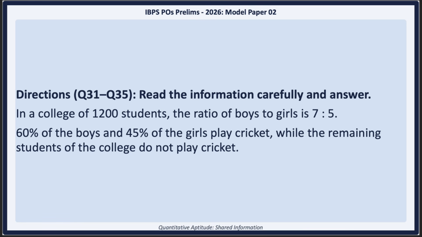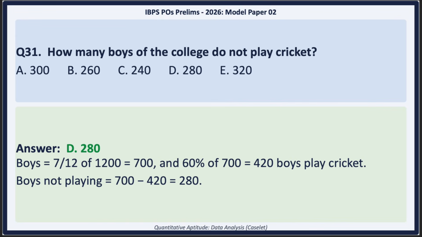We know 420 boys play, which means 280 don't. And 225 girls play, meaning 275 don't. And this is where that upfront work pays off, because the follow-up questions suddenly feel, honestly, almost effortless. They really do. Let's look at question 31. It asks how many boys do not play cricket. You aren't doing any complex algebra there. You are just looking at your table. 700 boys total, minus the 420 who play, leaves 280 who don't.